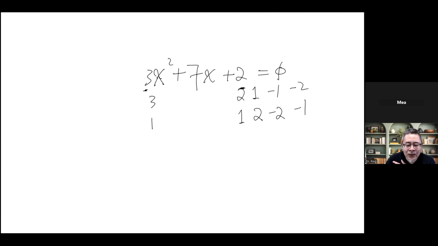So 2, and we can see that this times this is 3, this times that is 2, that's 5. So it doesn't work.